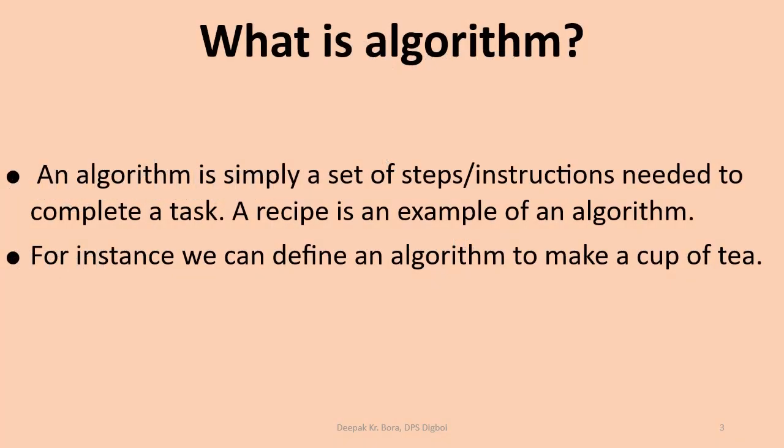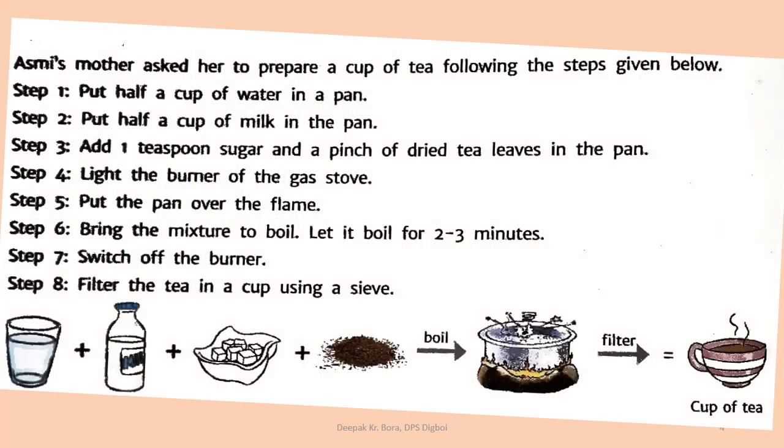What is algorithm? An algorithm is simply a set of steps or instructions needed to complete a task. A recipe can be an example of an algorithm. For instance, we can define an algorithm to make a cup of tea. Here in this figure, we are seeing the 8 steps to prepare a cup of tea.